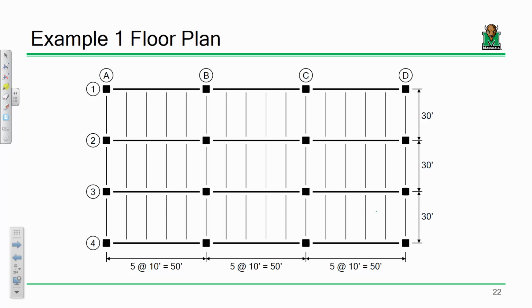The building is 150 foot wide, east to west, if up is north. The north to south dimension is 90 foot long, and the bays are 30 feet by 50 feet. As for the interior floor beams, they're spaced at 10 foot on center. Everybody okay with this? Okay.